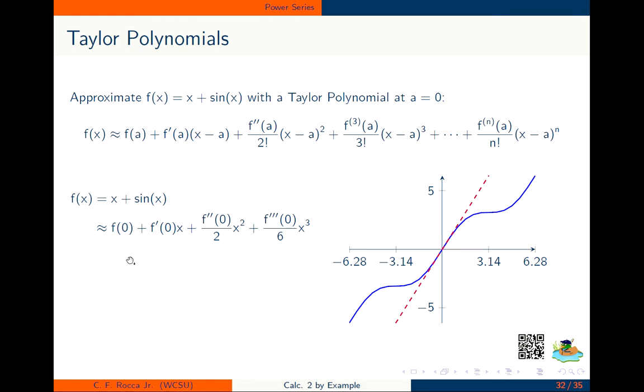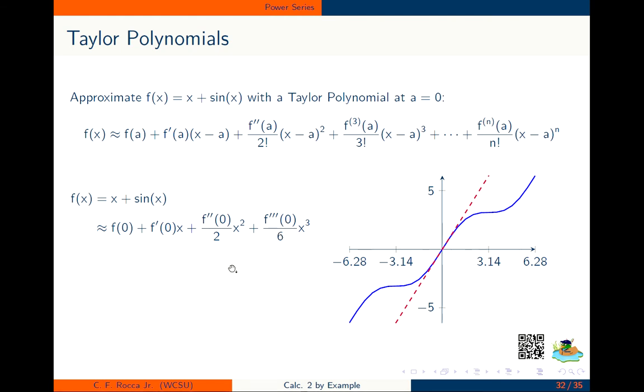So we would need to find the first, second, and third derivatives. The first derivative is 1 plus cosine of x, I apologize. The second derivative, you should be able to find it on your own, and that's going to be negative sine of x. The third derivative will be negative cosine of x, and then it continues like that.